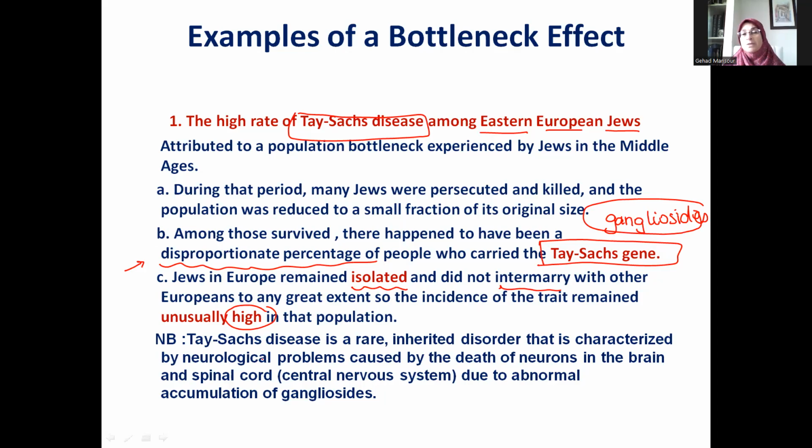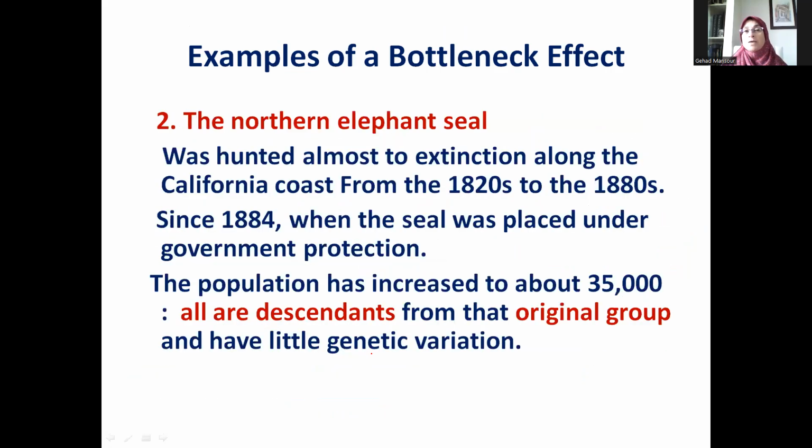This is a famous example of the bottleneck effect, and as you see here, Tay-Sachs disease is a rare disease. It is a genetic inheritable disease characterized by problems in the neurons, leading to death in the neurons of the central nervous system. That makes it very serious. It's not in the peripheral nerves, but it is in the brain and in the spinal cord because of accumulation of gangliosides.